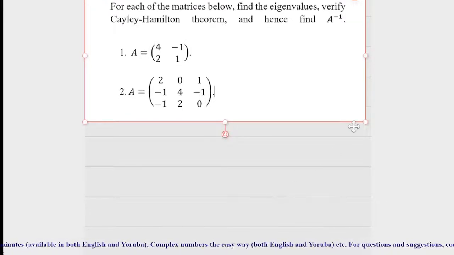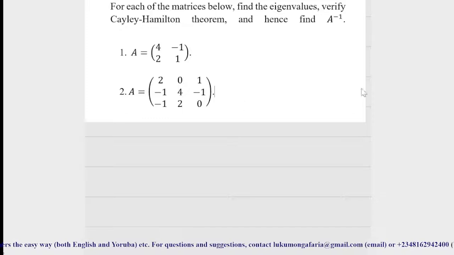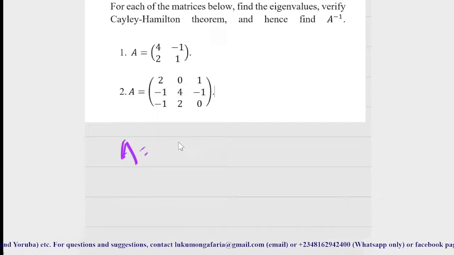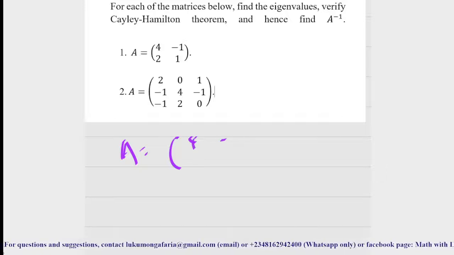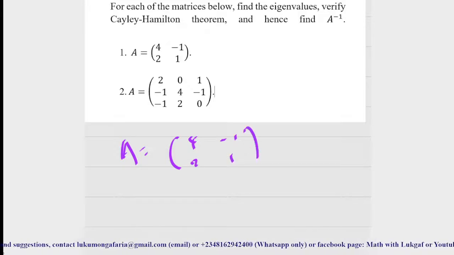Recall the first matrix is a 2 by 2 matrix, that is a square matrix. And recall you can only find the determinant of a square matrix. Okay, let's start. The first question, you have your matrix to be 4, minus 1, 2, 1. And we have to find the eigenvalues.